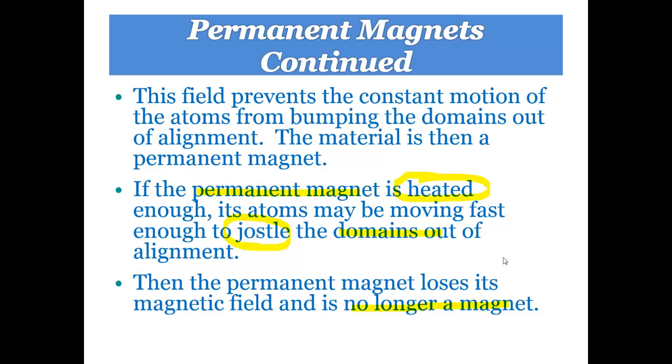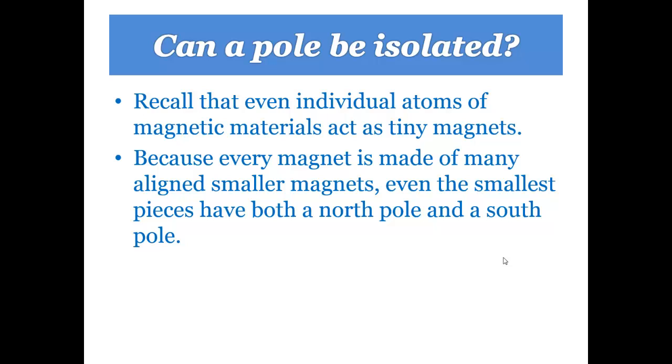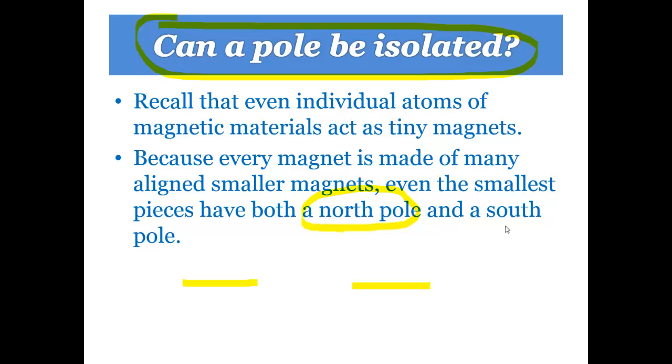Can a pole be isolated? Can you only have a South Pole or only have a North Pole? Can these poles be on their own? Is that possible? No. Every magnet, no matter what, if you cut it into smaller and smaller pieces, will always have a North and a South Pole. You cannot isolate a pole.